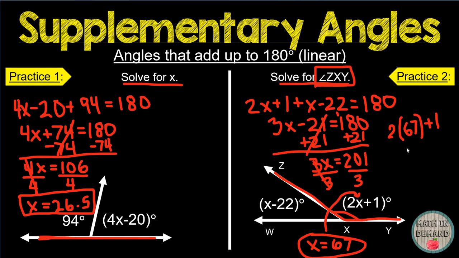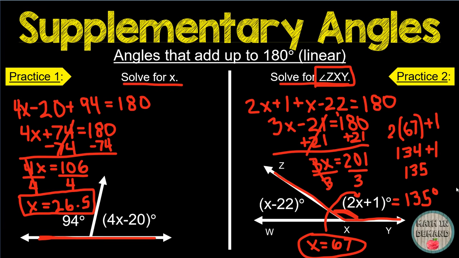Okay? When you multiply, I like to think of 2 times 70. I know 2 times 70 is 140, but minus 6 since I did that twice. So I will get 134 plus 1. 134 plus 1 is 135. So what that tells me is that this angle right here is equal to 135 degrees, which is my overall answer.